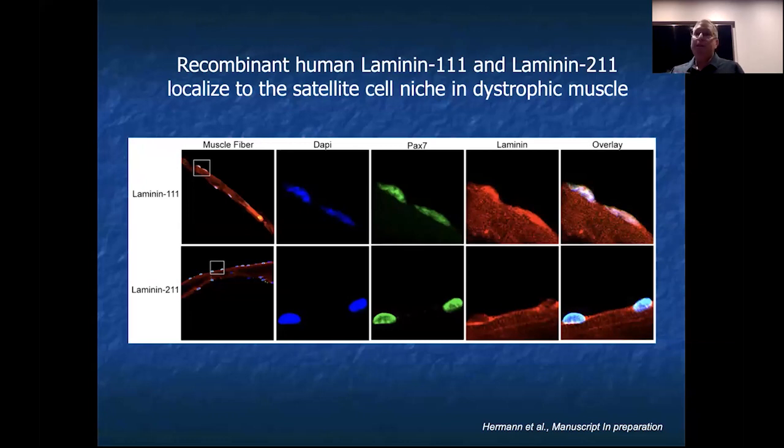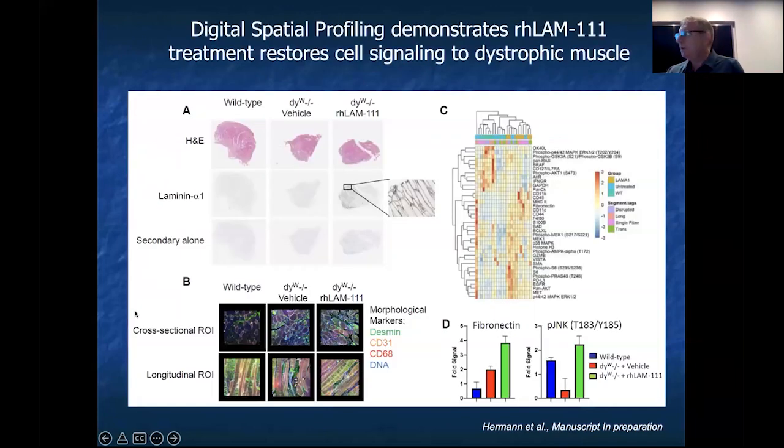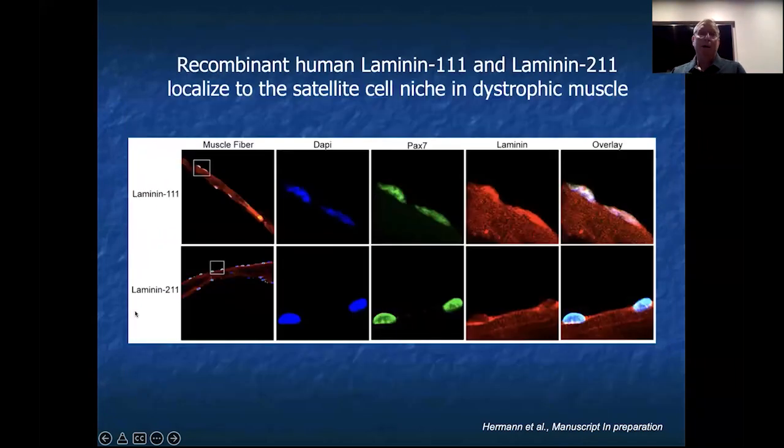So we wanted to look at this environment. We could isolate these myofibers, tease them apart, and stain them. We treated the mouse with either recombinant human laminin 111 or recombinant human laminin 211. So now we're looking at the direct replacement versus what. We wanted to tease out what could be different between the two laminins, and why are we going to miss something when we use 111 versus 211?